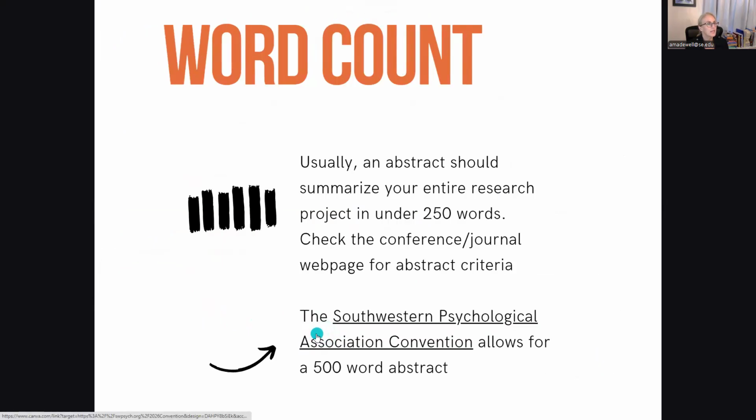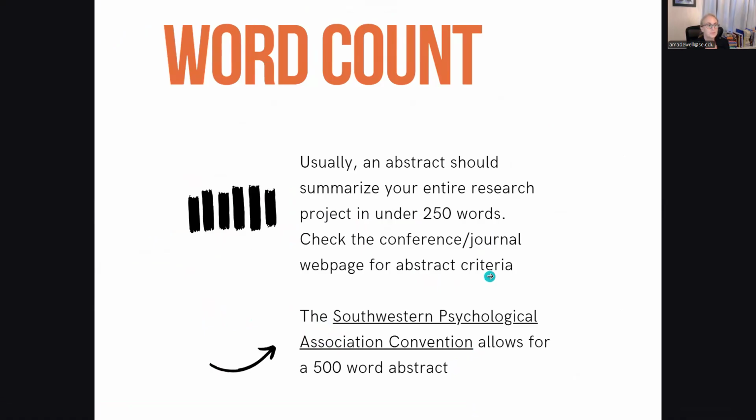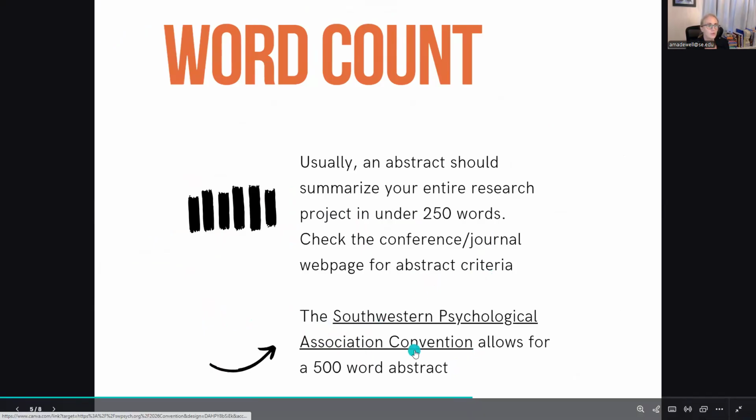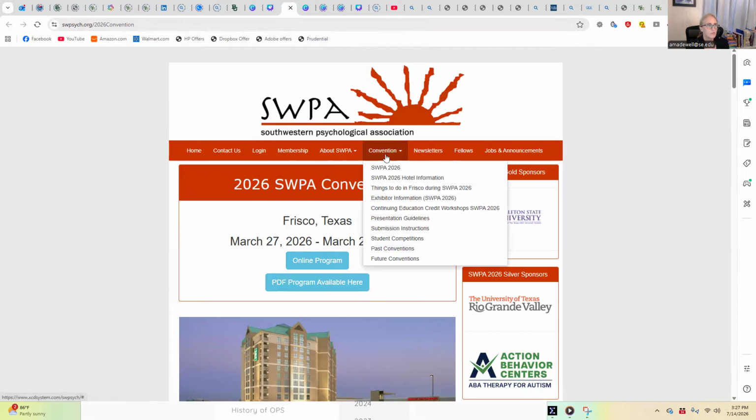Okay. When we look at word count, usually an abstract should summarize your entire study. So maybe you work on a research project for an entire year and you need to summarize it in about 250 words or less. Always make sure to check the conference or journal website for abstract criteria. You can go to the Southwestern Psychological Association. That's what we usually go to in our part of the world.